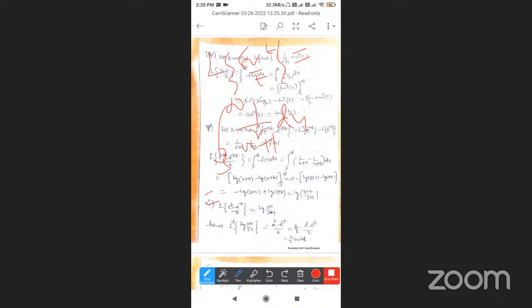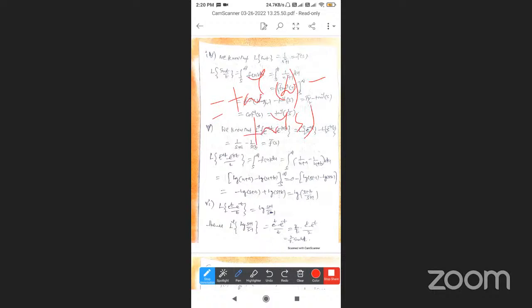The integral of 1 by u square plus 1 is tan inverse of u with the limits s to infinity. The upper limit gives tan inverse of infinity minus tan inverse of s. Tan inverse of infinity is pi by 2, so it is equal to pi by 2 minus tan inverse of s. So pi by 2 minus tan inverse of s is equal to cot inverse of s. And what is cot inverse of s?